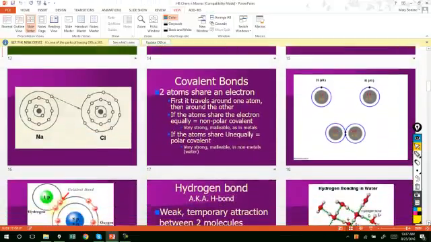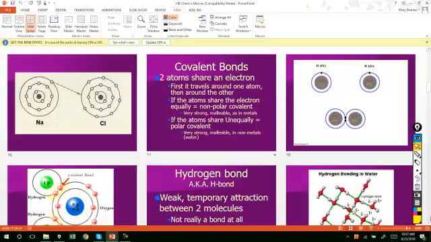So here's how sodium and chlorine create an ionic bond. The sodium has one of its electrons and passes it over to the chlorine. Now the sodium is a cation and the chlorine is an anion, and so they want to be near each other.